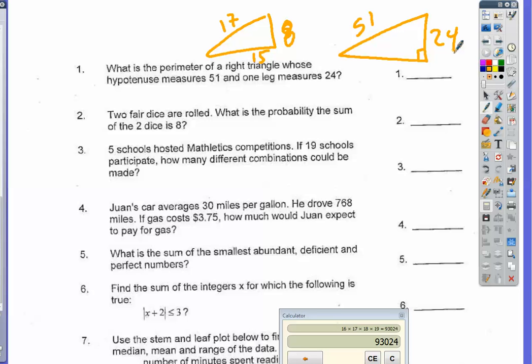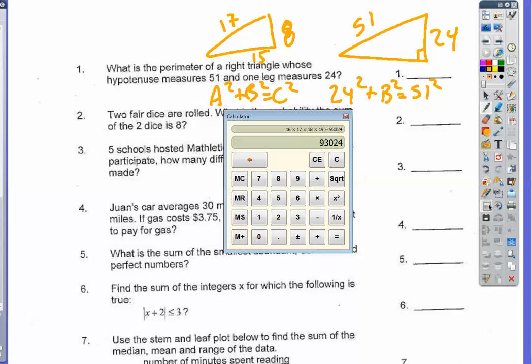So the safe way of doing this is using the Pythagorean theorem, which is a squared plus b squared is equal to c squared. So we have 24 squared plus b squared is equal to 51 squared. So it's time to pull up your handy dandy calculator here. And so you go 51 squared.